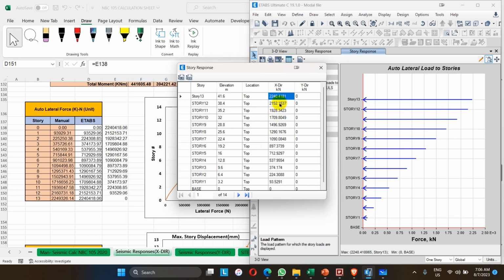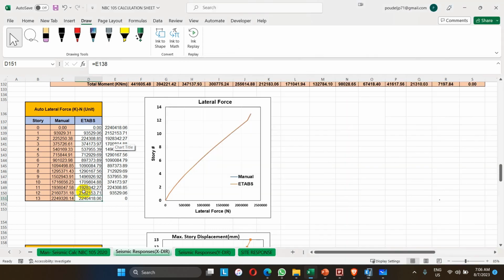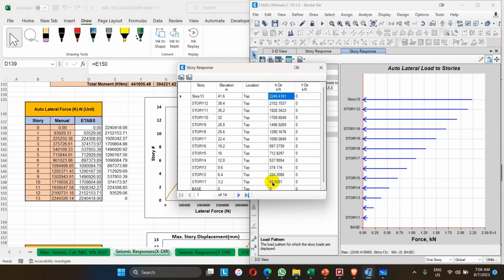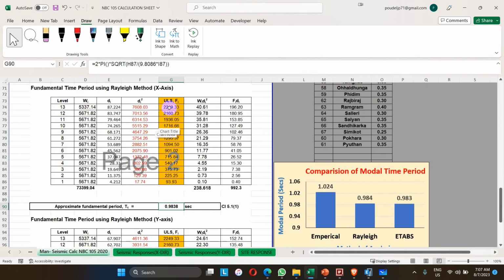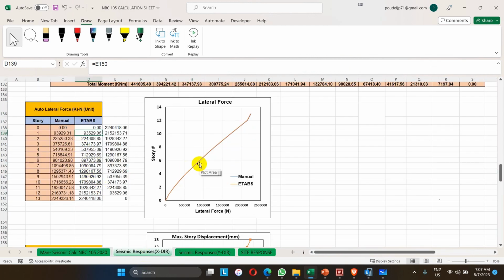2240.418. Similarly, 2152 for story 13, and similarly 93.529 for story 1, 93.521 for story 1. And if we look into the manual calculation here in the sheet, 2243.326 for story 13, and for story 12 2160. Similarly, for story 1 it's 93.93, which matches the ETABS value, and this is the plot for the lateral force.